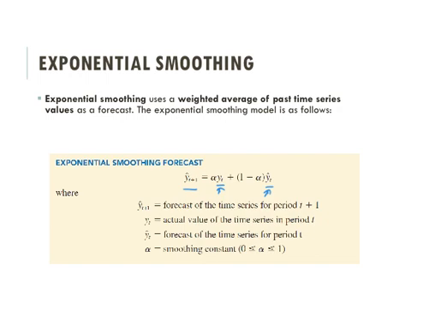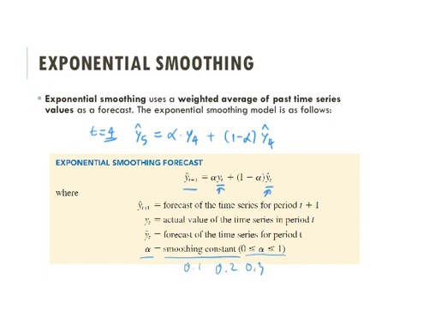For example, if we are at time 4 and we want to calculate y hat 5, that is the forecast for the next time period, then it will be equal to alpha times y4. That is, you are at time 4, so you use the actual data at time 4, plus 1 minus alpha times the y hat at time 4. And this is the exponential smoothing. The alpha is called the smoothing constant, and alpha can be from 0 to 1. Typically, we set alpha to around 0.1 or 0.2 or 0.3.